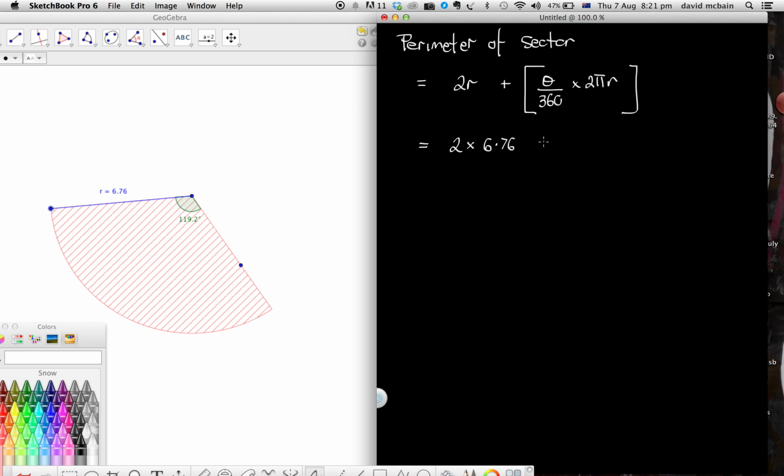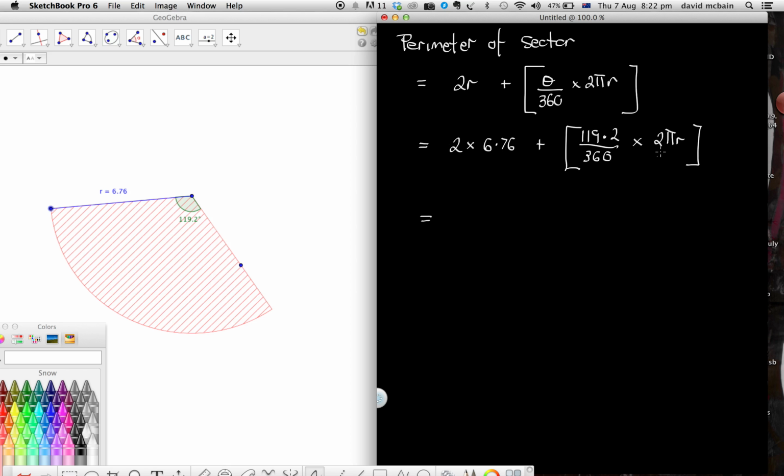6.76 plus, in brackets, the angle over 360. Well, in this case, the angle is 119.2. So it's 119.2 divided by 360 times 2 pi r. So we're going to work out what's in the brackets first, and then we're going to add this section last, okay?